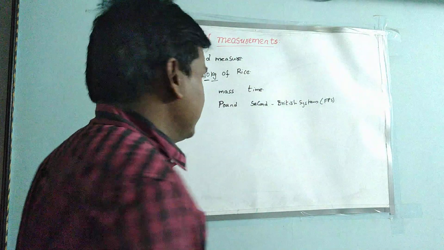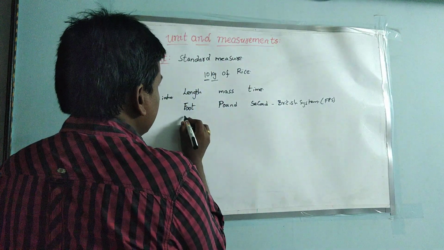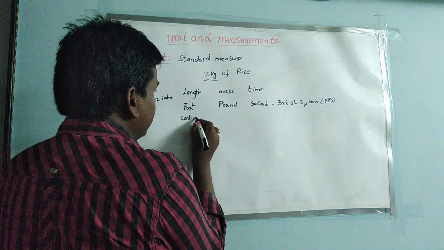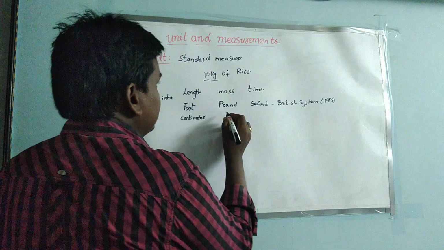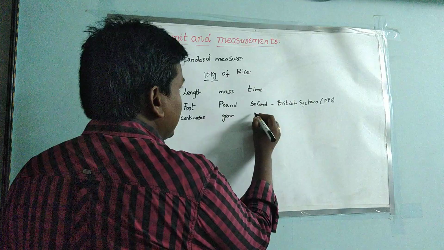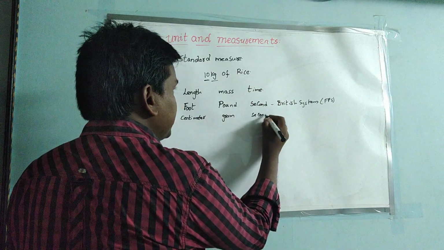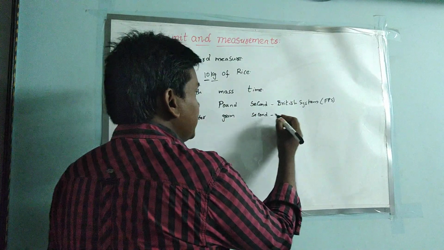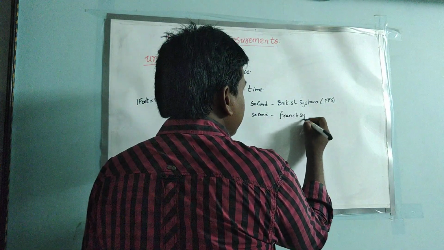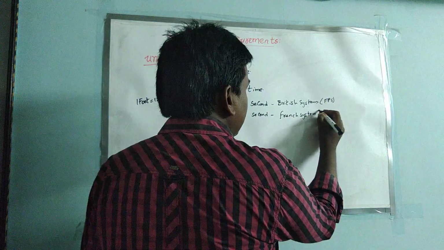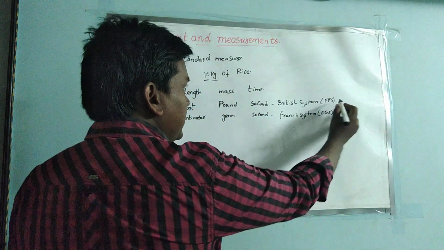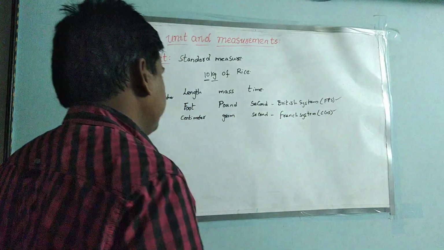And next, consider one more system. Length is measured in centimeters, mass in grams, and time in seconds. This is mostly used in France. This is the French system, and it is known as the CGS system. So we have the FPS system and the CGS system.